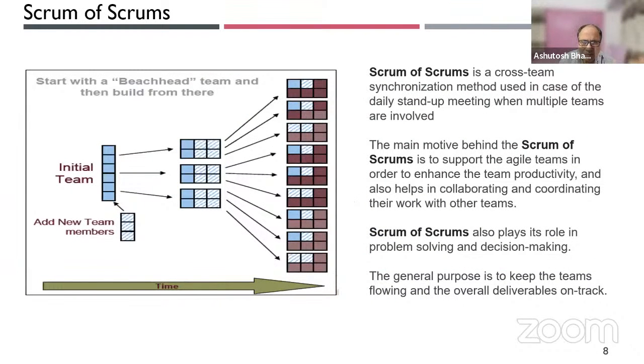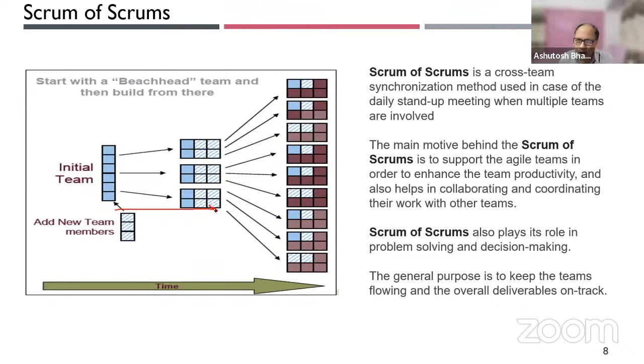Okay, then we have a basic Scrum of Scrum structure, and one of the ways in which it is represented is in this beachhead model. In a beachhead model, you start with an initial Scrum team, and then you add more members to it. As and when you add more members, you start splitting it, and you span across the regions, right?